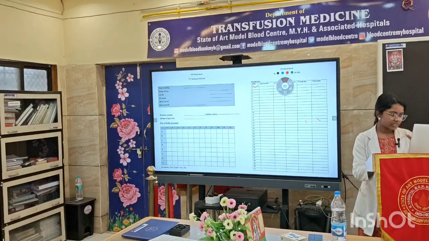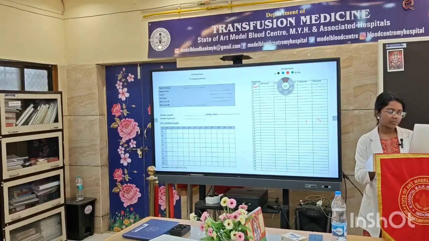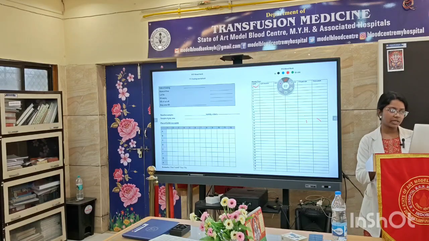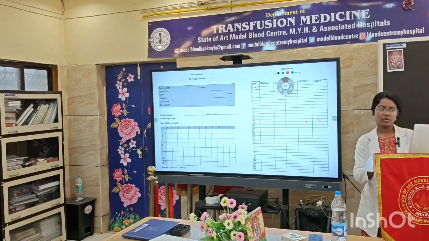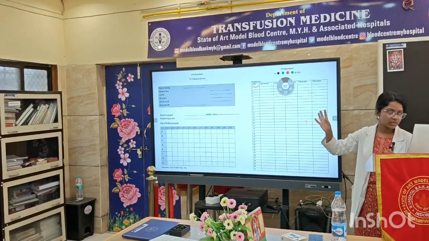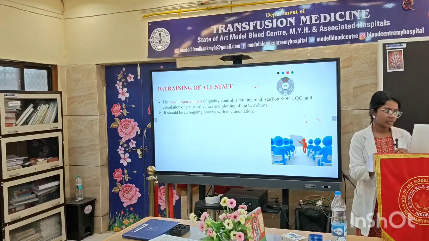So this is the documentation which the Blood Bank Technical Manual has given. Here, this is the plan for the ELISA microplate. And on the right side, this is the discard log. This is how we have to discard it. We have to maintain the discard register also.